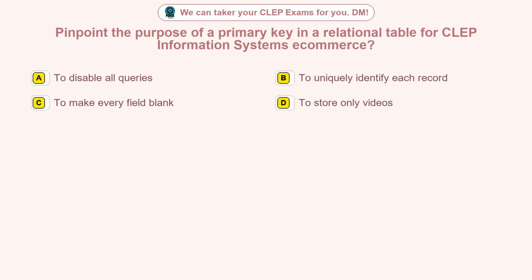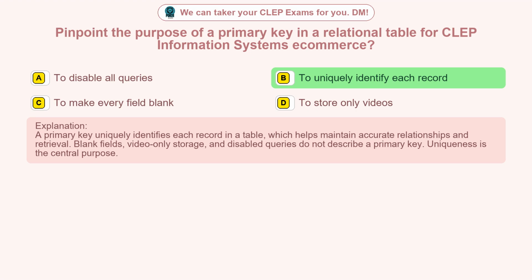Question 79. Pinpoint the purpose of a primary key in a relational table for CLEP Information Systems Ecommerce. Option A. To disable all queries. Option B. To uniquely identify each record. Option C. To make every field blank. Option D. To store only videos. The correct answer is option B. To uniquely identify each record.